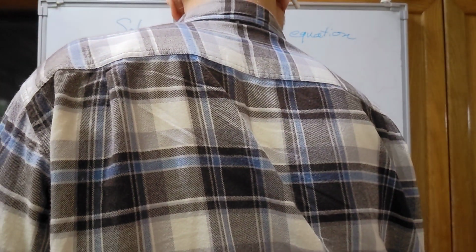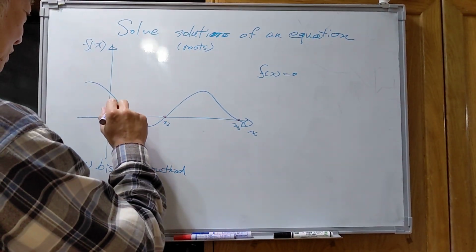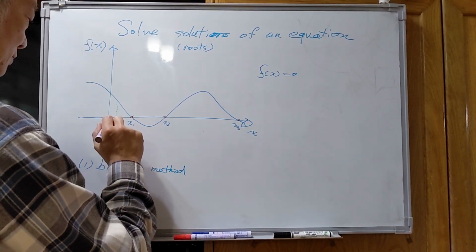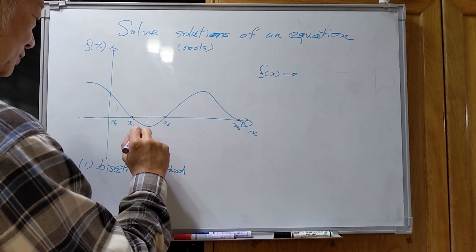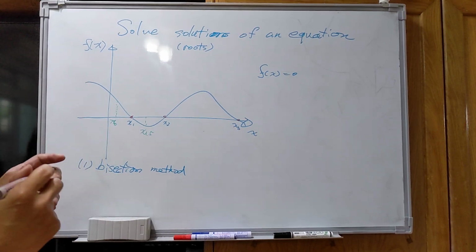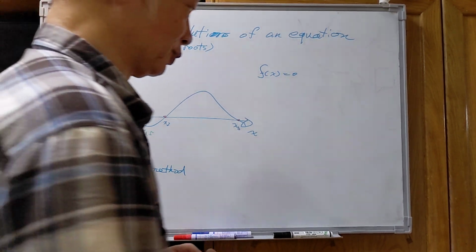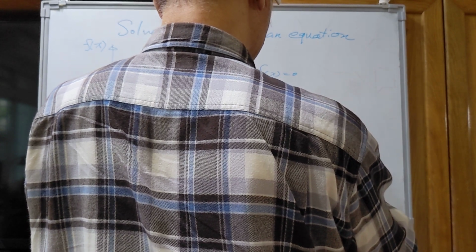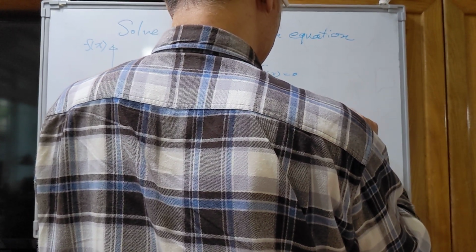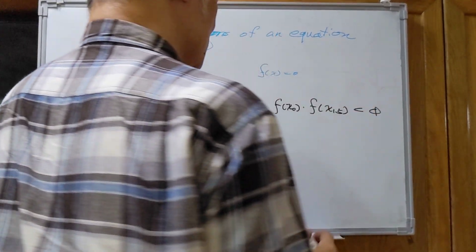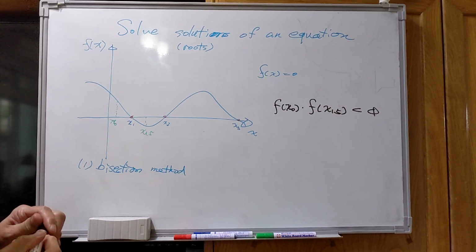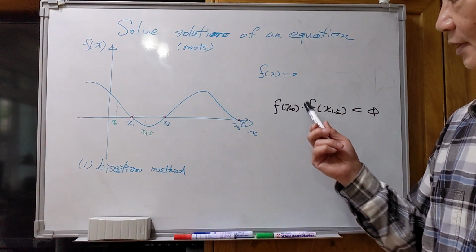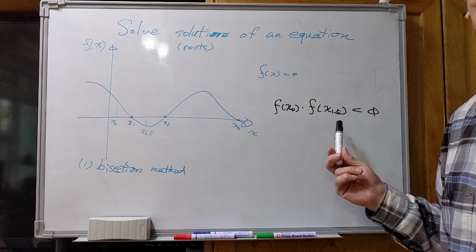For example, if we know this one is, let's say, x0, and this point is x1.5. Okay, what are the typical properties of these 2 points? If we multiply the function values of f of x0 and f of x1.5, the product must be less than 0.